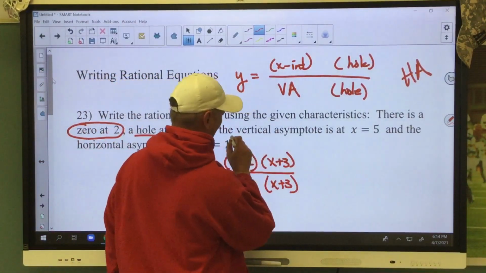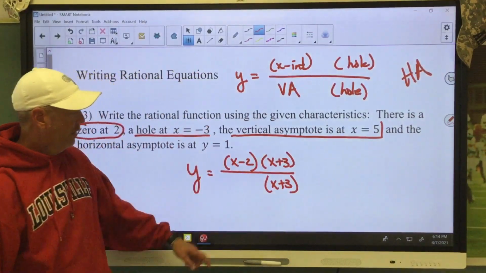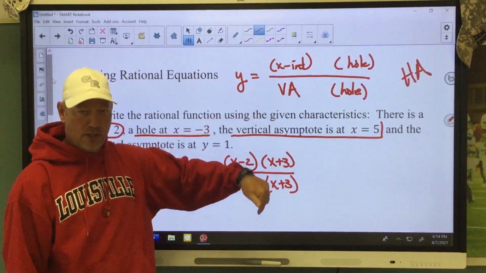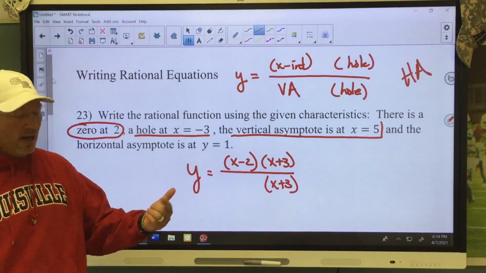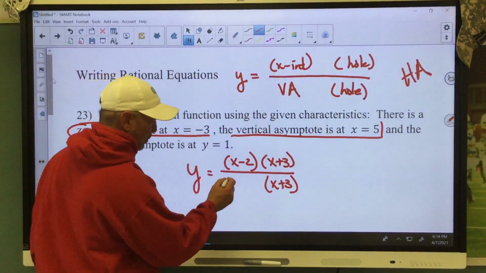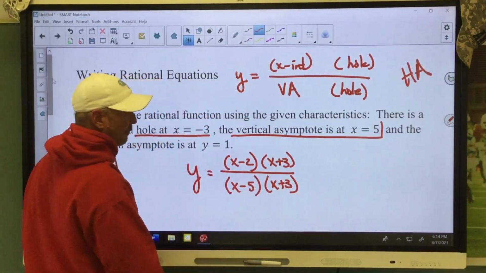The next thing we come to is the vertical asymptote. It has a vertical asymptote equal to 5. The vertical asymptote goes into the denominator. So to put it back into parentheses, we're going to take the opposite. The opposite would be x minus 5.